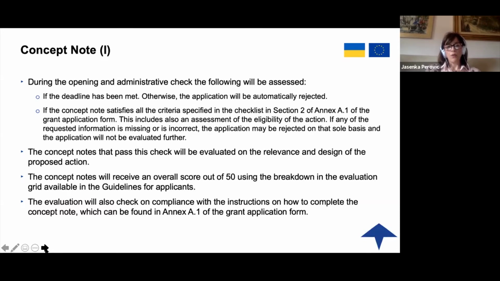The maximum you can receive is 50 points, and we will go through the evaluation criteria later on. During the evaluation, assessors will see if your concept note really complies with the instructions provided within the concept note, and whether you have included all elements and information that need to be included. We will investigate this further throughout the presentation.